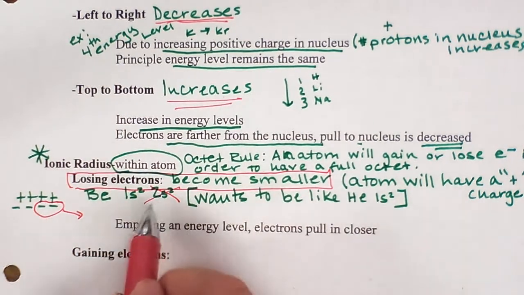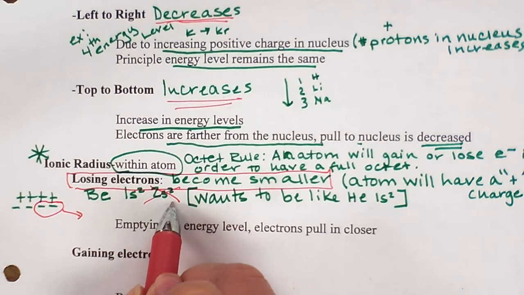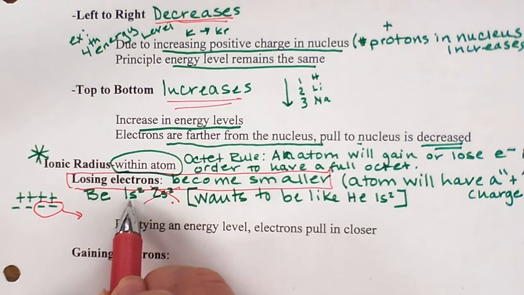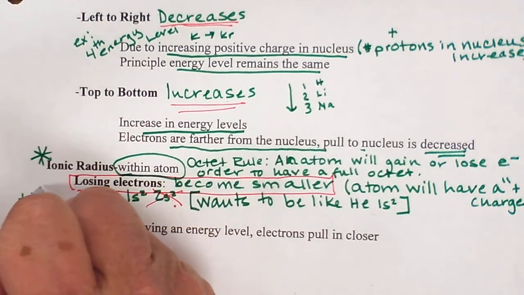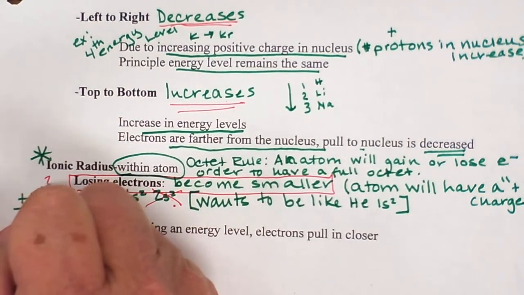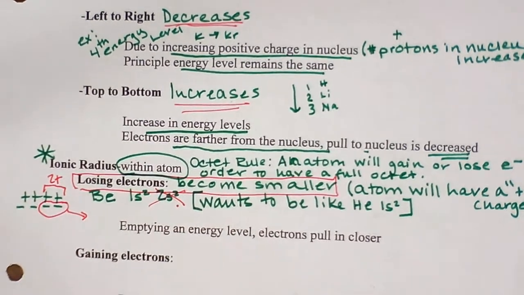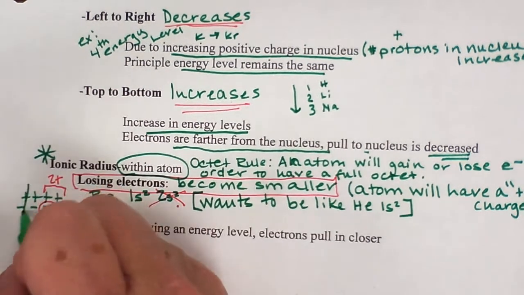They're going to go away. These two, the 2s2 electrons, are going to be gone. And when it does, it'll be 1s2 like helium. But the thing is that when it loses those 2 electrons, these 2 protons will be by themselves. They won't have 2 electrons to neutralize them.